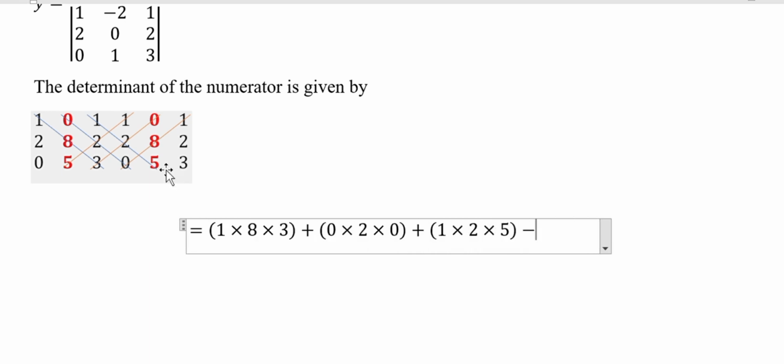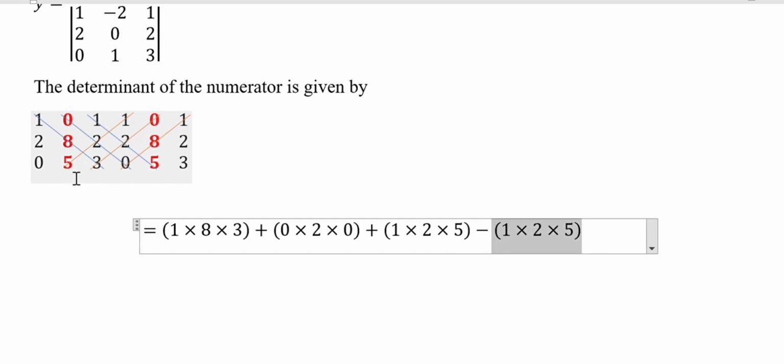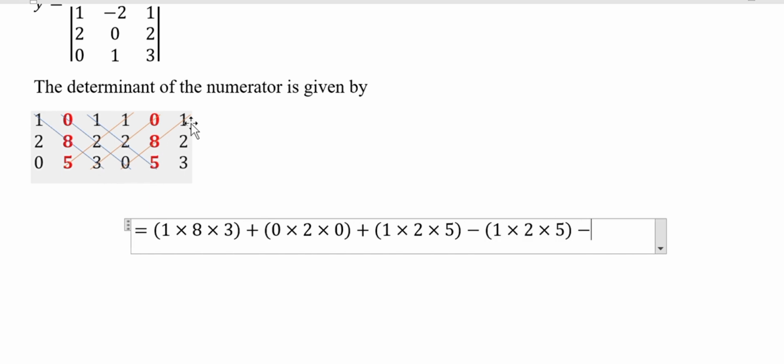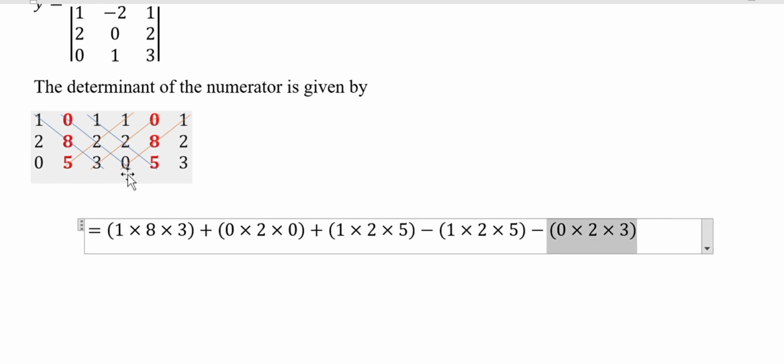Then minus the product of the first secondary diagonal, which is 1 times 2 times 5, minus the product of the elements in the second secondary diagonal, which is 0 times 2 times 3, minus the product of the elements in the third secondary diagonal, which is 1 times 8 times 0, divided by 12.